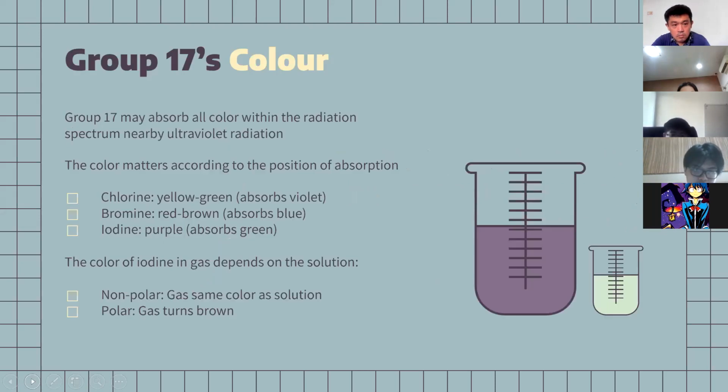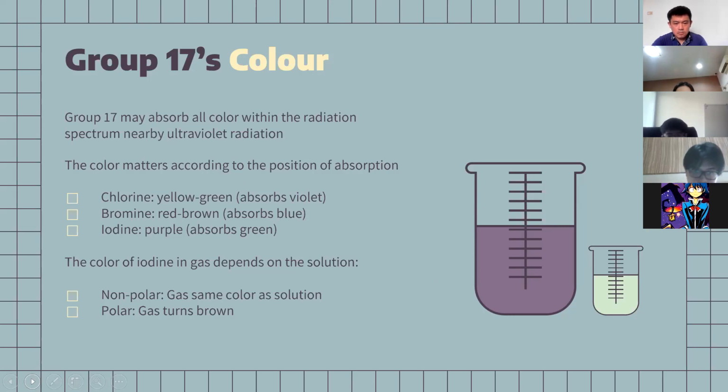Now about group 17's color. Group 17's color depends on the absorption of radiation close to the ultraviolet radiation in the spectrum. So depending on the position in the spectrum, the color shown and absorbed may differ, as you can see from the points written down on the PowerPoint.